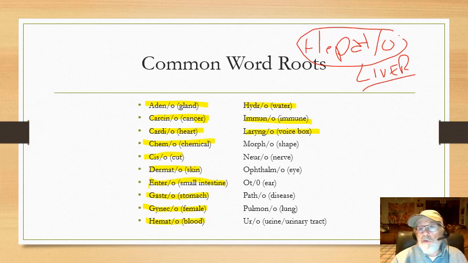Laryngo means voice box. Let's go to the itis again as a suffix. Laryngitis would be an inflammation of the area of the voice box. That's why you get hoarse, because the vocal cords become inflamed and irritated. Morpho means shape. Neuro means nerve.